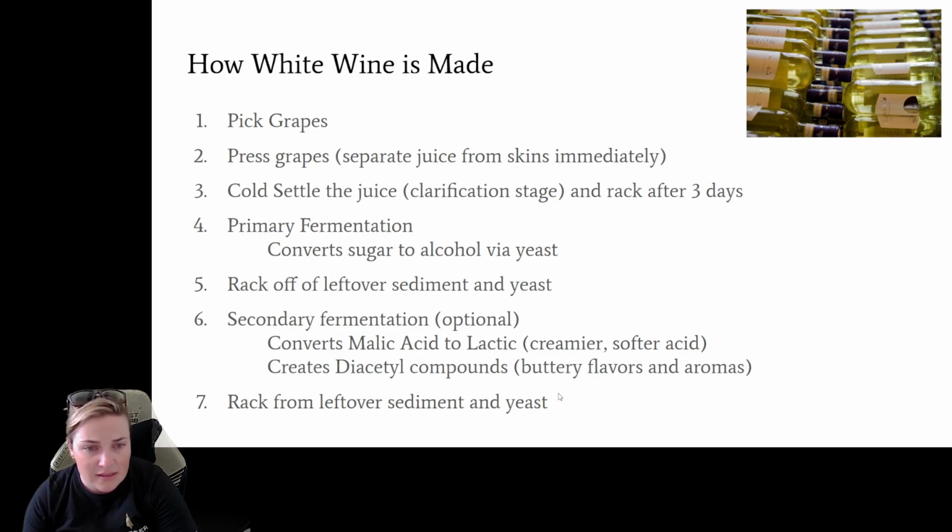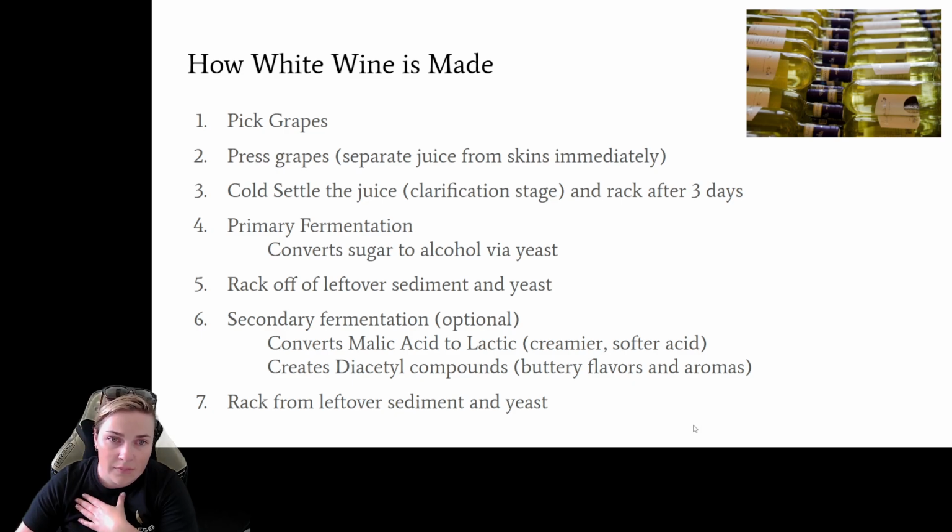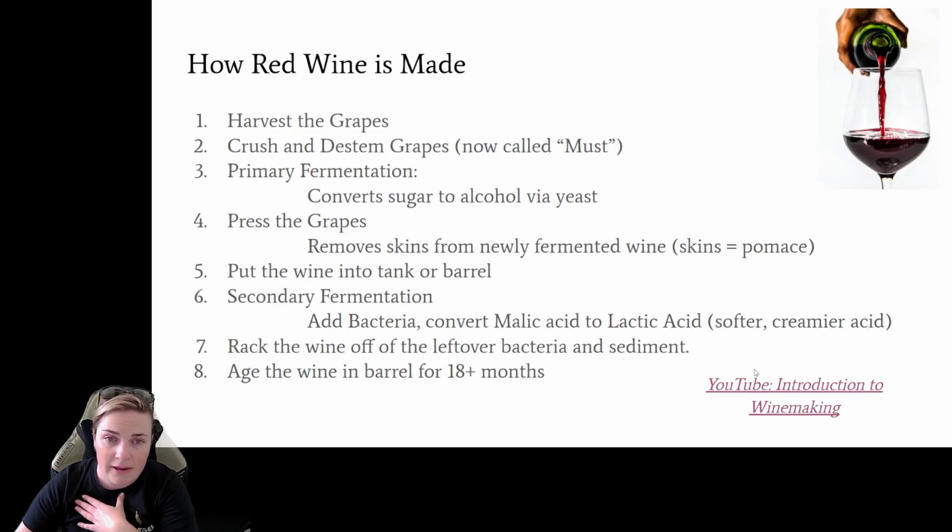And the big things I want you to take away from this is that you take a grape and you remove the juice from the skins immediately. Then you ferment that juice on its own to make a colorless product and a colorless alcohol, right? So that is the big takeaway from how white wine is made. We'll get into more detail next lecture about that.